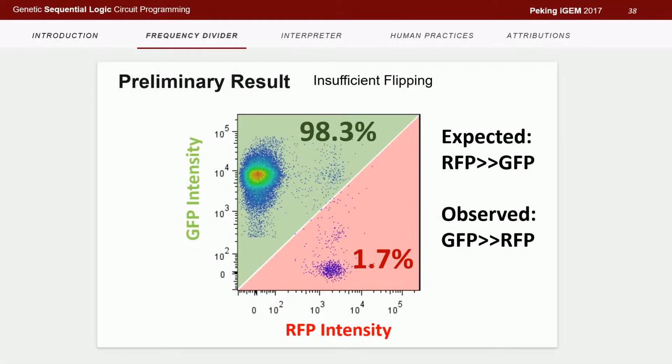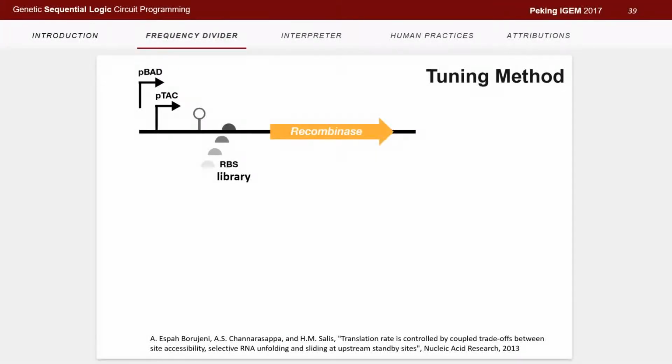However, when we did preliminary tests, we found that the flipping is insufficient. Most cells contain promoters that are still in the GFP direction. Therefore, we must do fine-tuning.